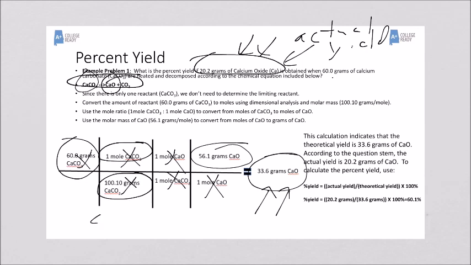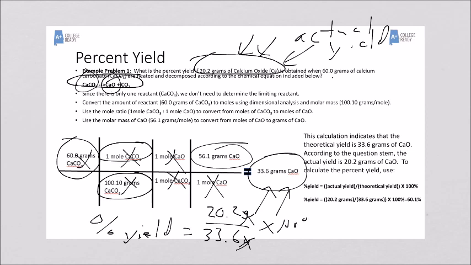So to calculate the percent yield, we take our actual yield, which was 20.2 grams. We divide it by our theoretical yield, 33.6 grams. Grams cancel out. We multiply by 100%, and we end up with a percent yield of about 60.1%. If you're a chemist, you want your percent yield to be high because you're wasting reactants if you have a very low percent yield. You want as high of a percent yield as possible, assuming you're using this reaction to make some product that you then want to sell.